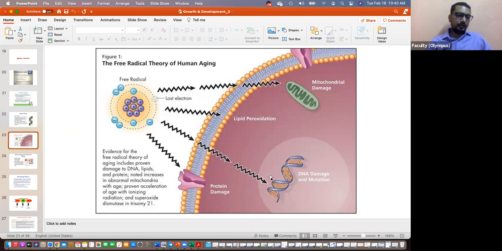That is what you are seeing in the image here. Proteins, which play an important role in cell function, and DNA can undergo damage. Lipids in the membrane can undergo damage. Even most importantly, mitochondria, which is the powerhouse of the cell, can also undergo damage.